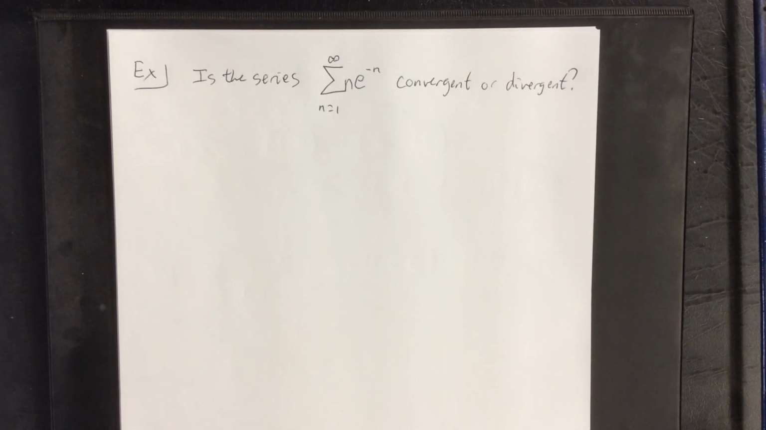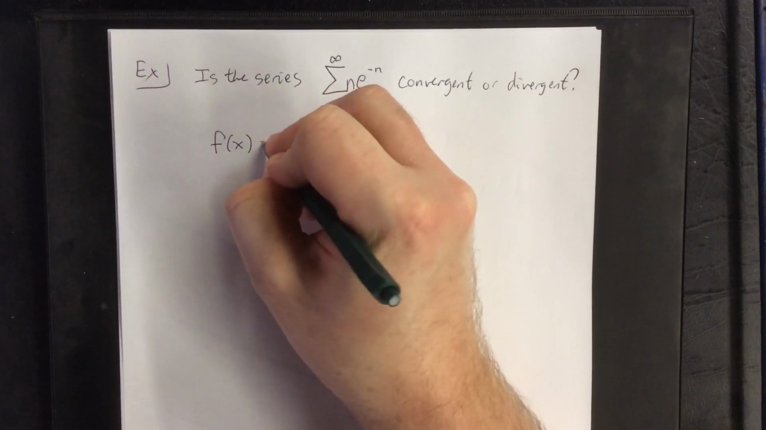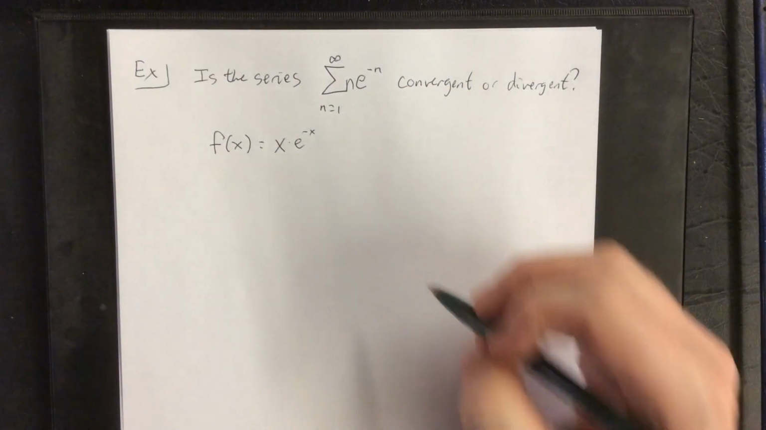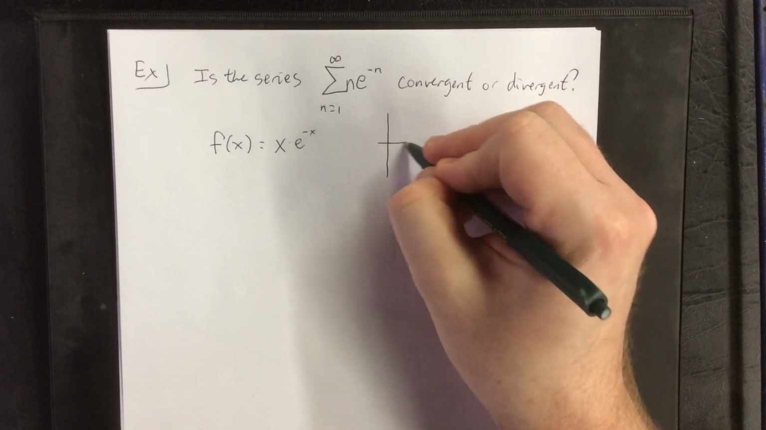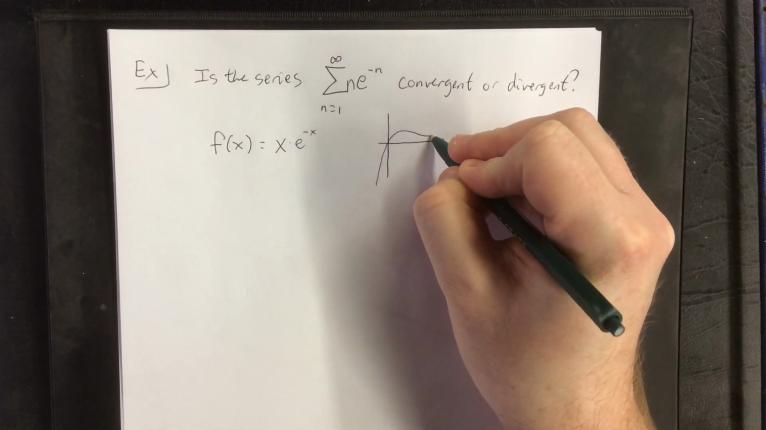For an example of the integral test, I would like to pose the question: is the series sum from n equals 1 to infinity of n times e to the negative n convergent or divergent? So the first thing I'd like to do is consider the generating function for this series, x times e to the negative x. The graph of this function looks approximately like this.